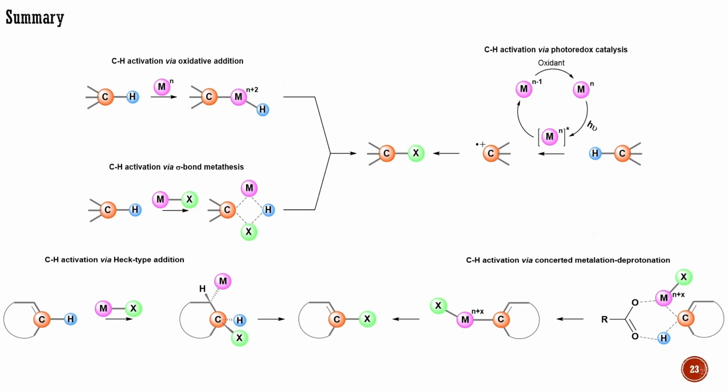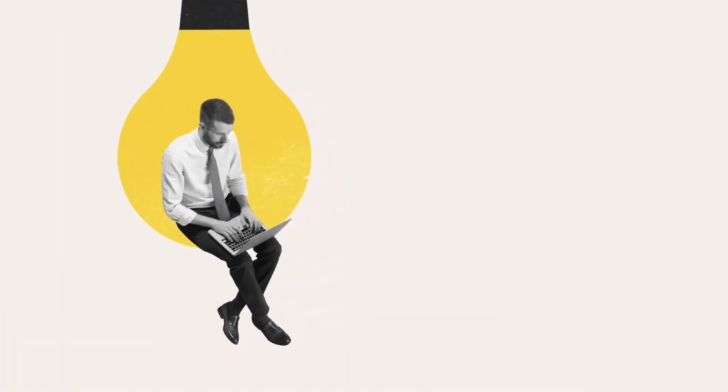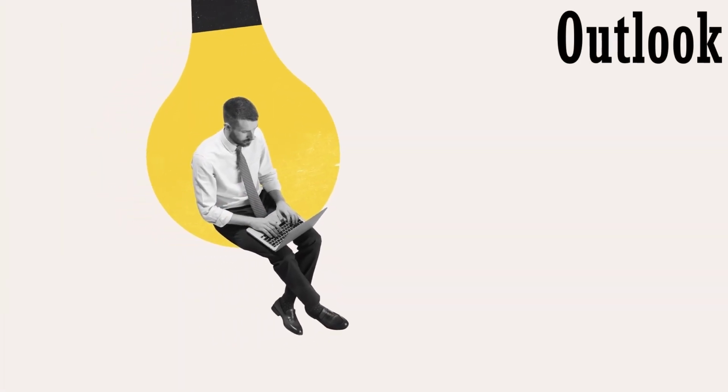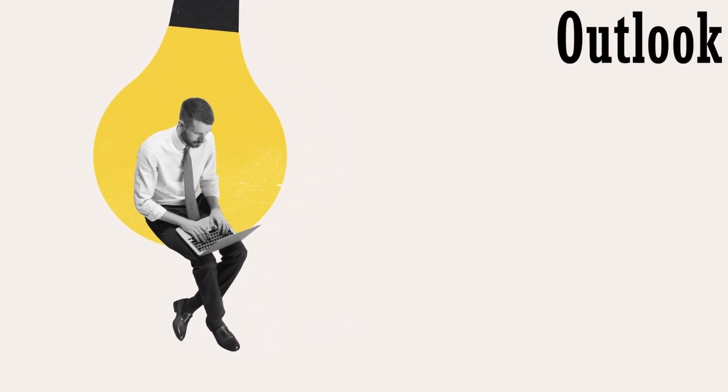Accordingly, C-H activation can occur via oxidative addition to the metal, sigma bond metathesis, photoredox catalysis, Heck-type additions, and a concerted metalation-deprotonation sequence. In the next lecture, we will concentrate on the modern developments in C-H activation. Thank you for your attention.